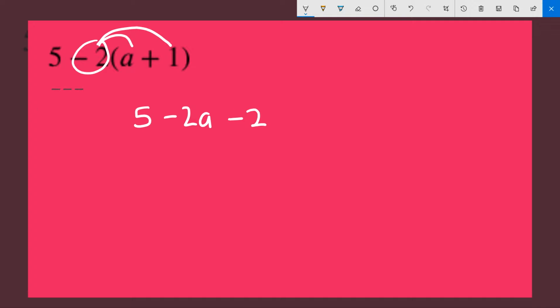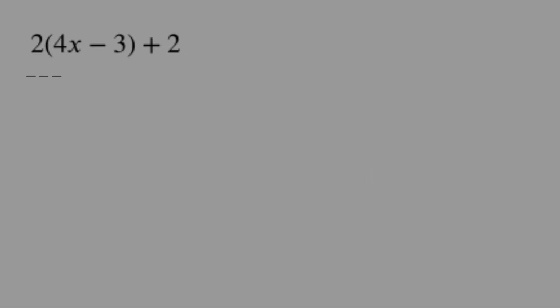Again, we have like terms, the constant 5 and the constant negative 2. So I'm just going to copy down my negative 2a that didn't have a like term first. And then 5 minus 2 is positive 3. That one's done. Next problem.